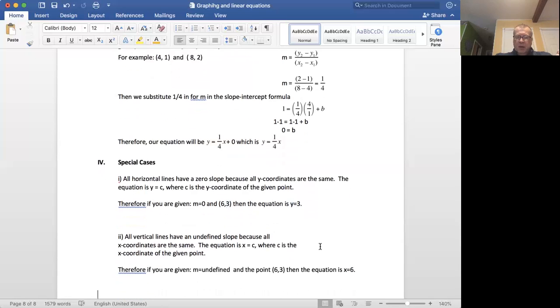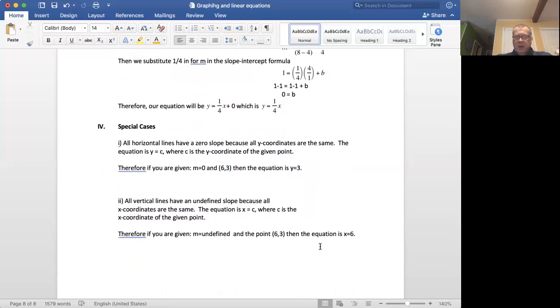If we have an undefined slope, remember the undefined slope is a vertical line. X doesn't change. And so we take the x value and set it equal to the x value that's in the ordered pair. So since x is 6 here, our answer would be x equals 6.